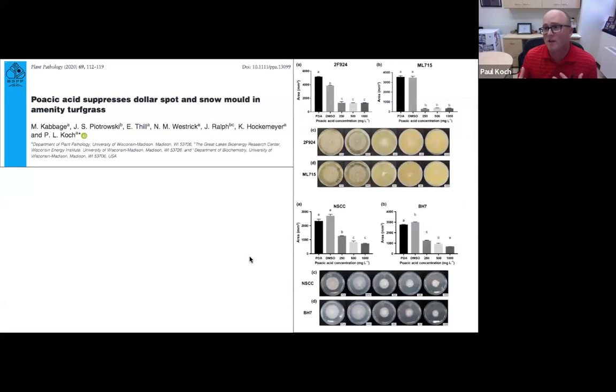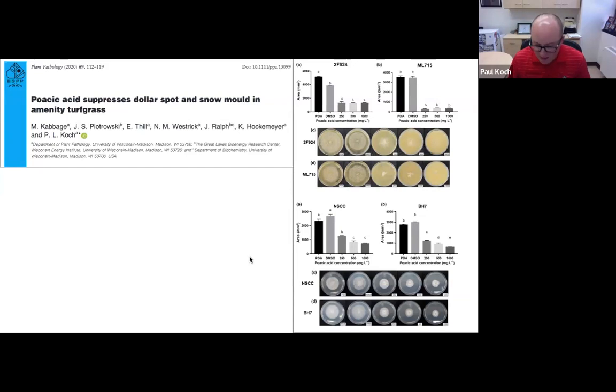And what we found is that in vitro, it was very, very effective, an excellent suppressant of both dollar spot and snow mold. On the right side of the figure we just brought up, the top cultures and the top bar graphs are dollar spot, and the bottom cultures and the bottom bar graphs are snow mold, pink snow mold in particular. And in vitro, there was excellent suppression, anywhere between 200 and 500 milligrams per liter as far as the concentration that proved effective.